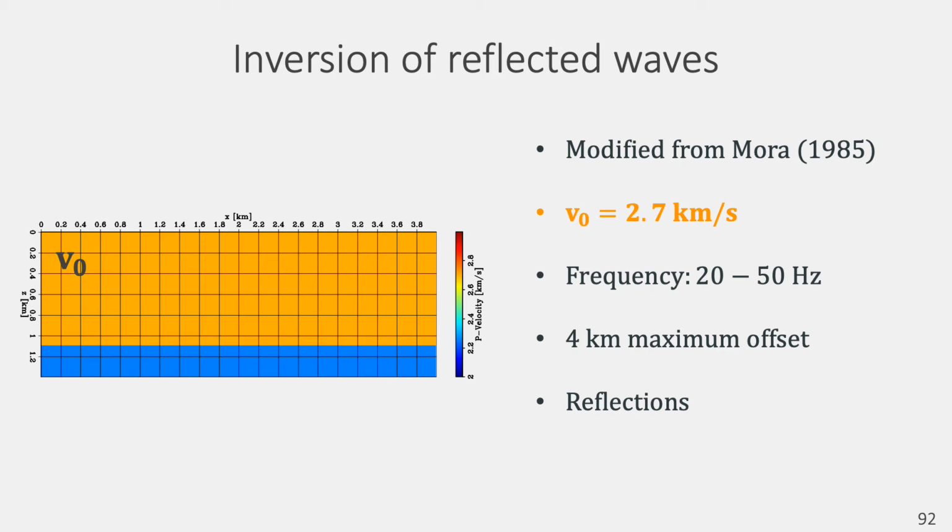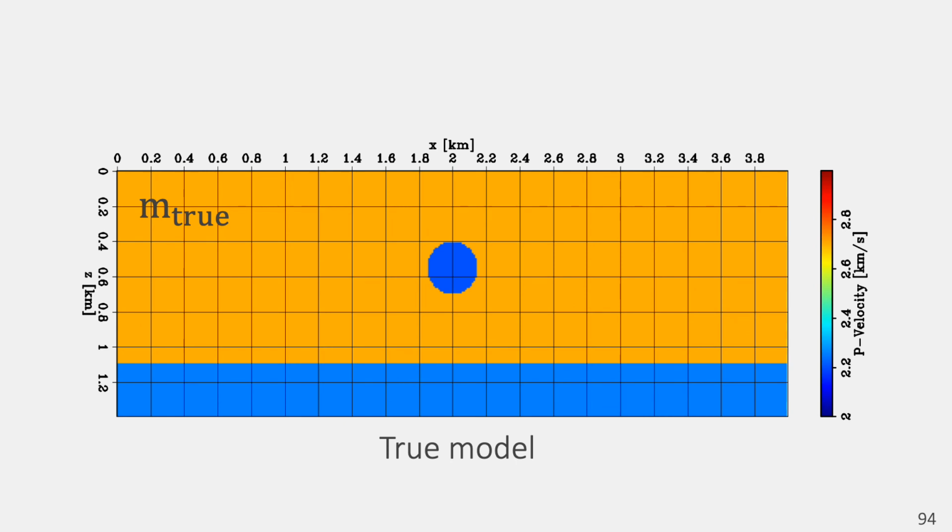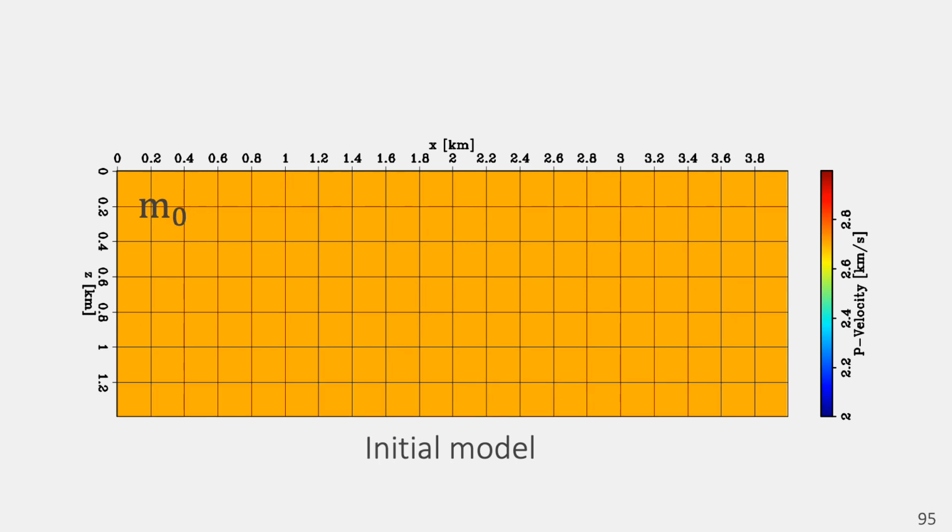We use a seismic source with energy contained within the 20 to 50 Hz range. Our maximum acquisition offset is 4 kilometers, and the dataset is dominated by reflections. In the top layer, we perturb the background by 20% by adding a circular low-value velocity anomaly of 2.2 kilometers per second. This panel shows the true velocity model that we wish to recover. Our initial model is homogeneous and set to the top layer velocity value, 2.7 kilometers per second.